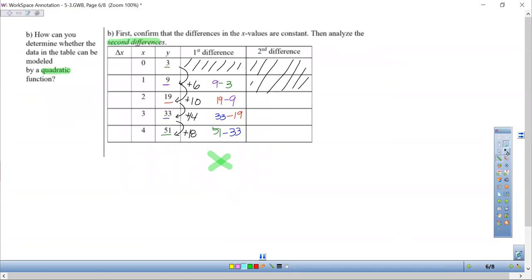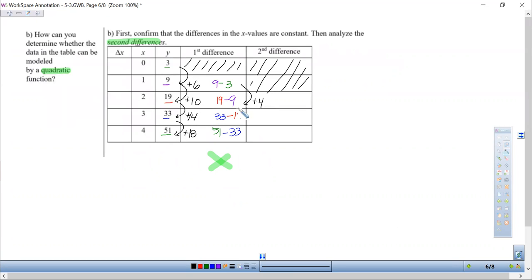Okay, so I have to do the same thing now, but looking at these numbers. From 6 to 10, I'm adding 4.